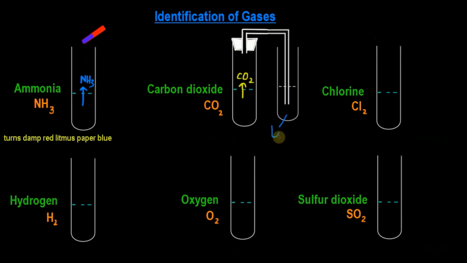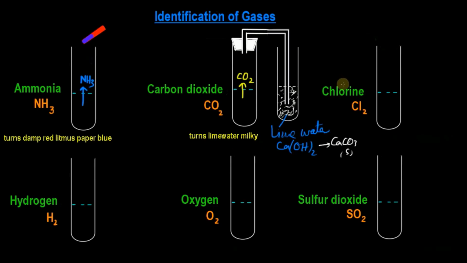Here we got the lime water, and lime water is actually calcium hydroxide. When carbon dioxide gas is passed through it, it turns milky due to the formation of insoluble calcium carbonate. So here the lime water turns milky. This shows the presence of carbon dioxide. So we can say carbon dioxide gas turns lime water milky.